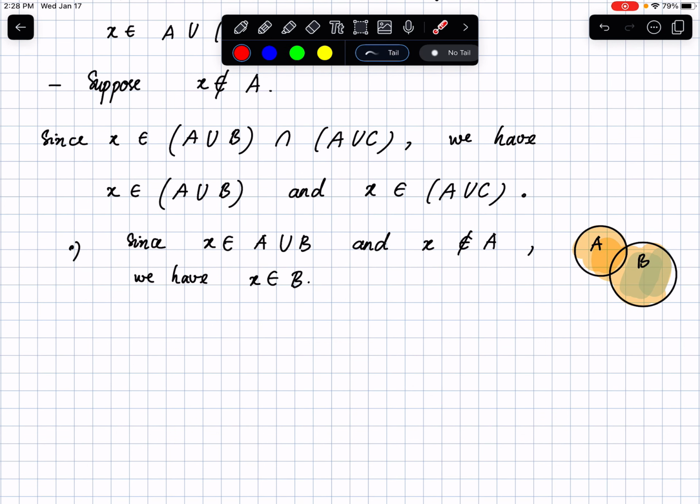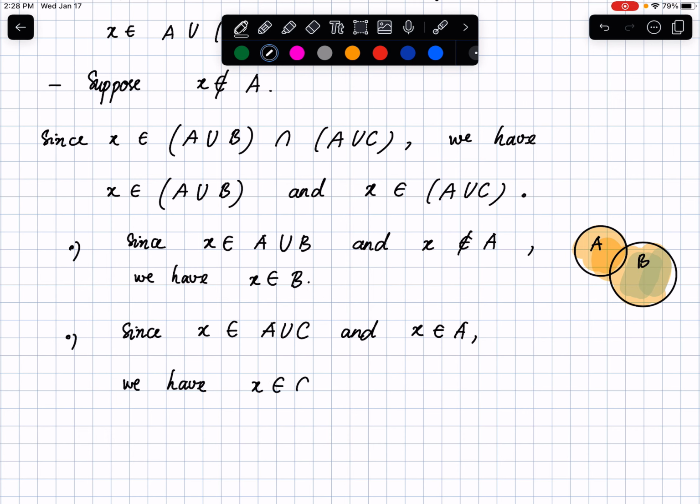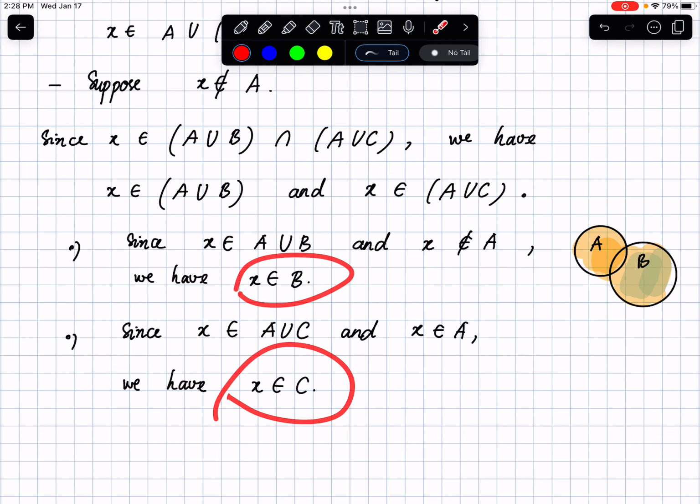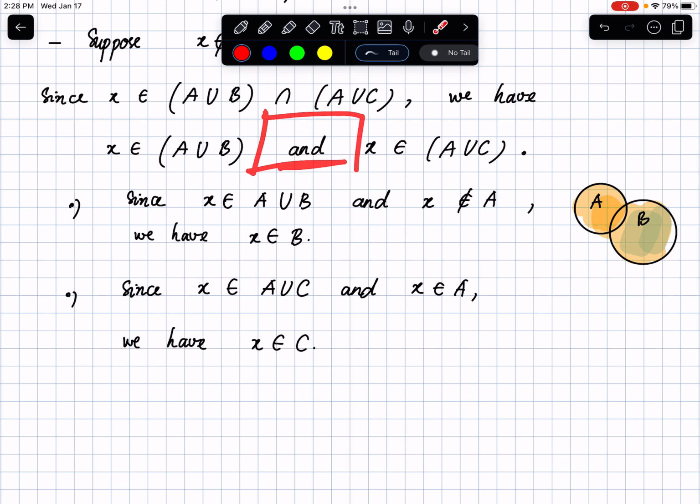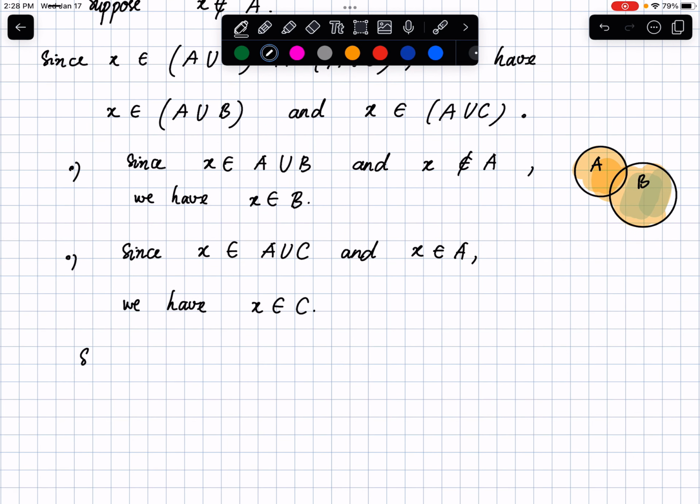Okay, similarly, you can do the same argument. We can say that since X is in A union C, and in our case X not in A, we have X must be an element of C. So we have X in B and X in C, right? This is our goal. So now we have that X in B and X is an element of C.